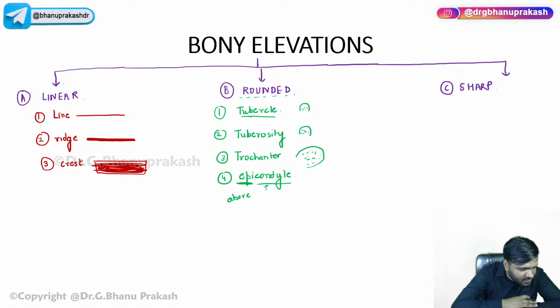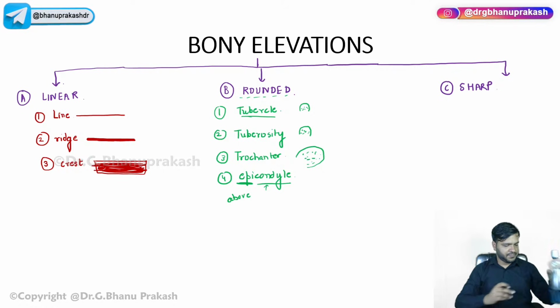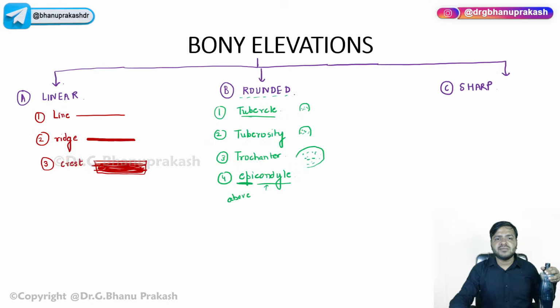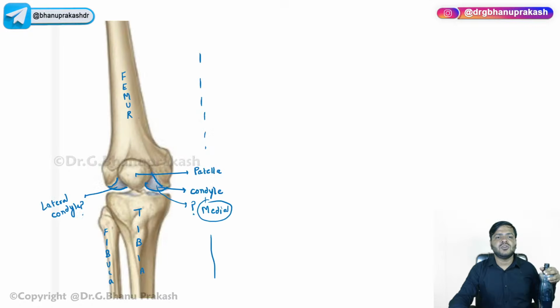Can anyone tell me an example of the tubercle, guys? Let me give a hint. We have done the humerus. We have two tubercles in the humerus.